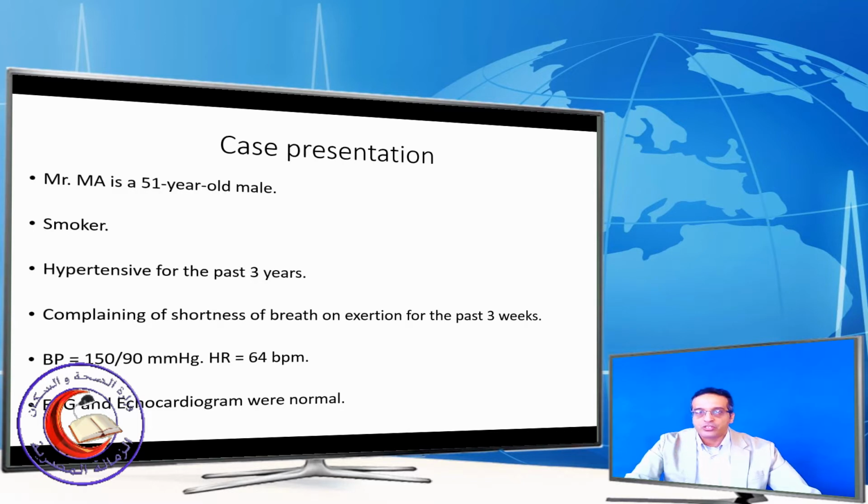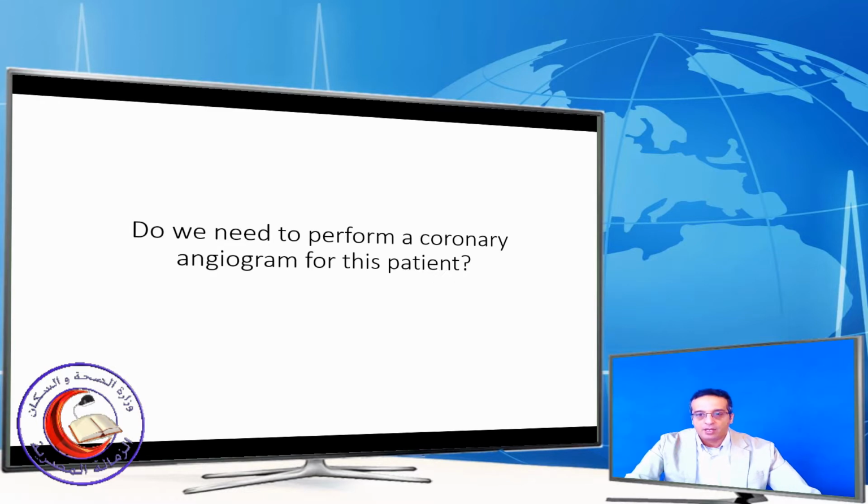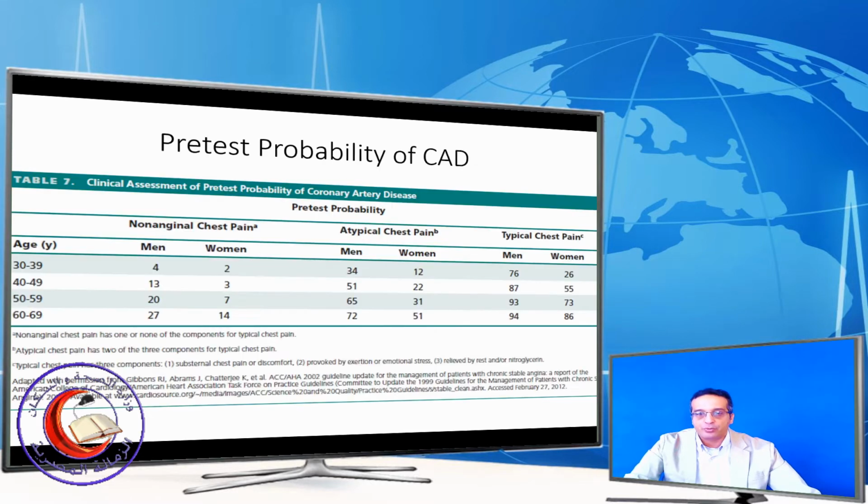So what to do? Do we just jump into coronary angiography for this patient, or do we have to stratify the risk for this patient? Of course, there are so many columns and rows and ways to assess the patient, but the most important is assessing the chest pain and the age and gender. If you look at typical chest pain on the right hand side, which is chest pain that is retrosternal, going to the jaw or the left shoulder or right shoulder, and is increased by exertion or emotional stress and relieved by sublingual nitrates or rest, this has the highest pre-test probability of coronary artery disease.